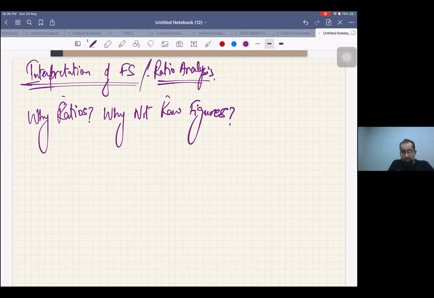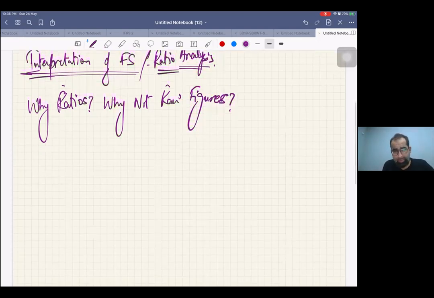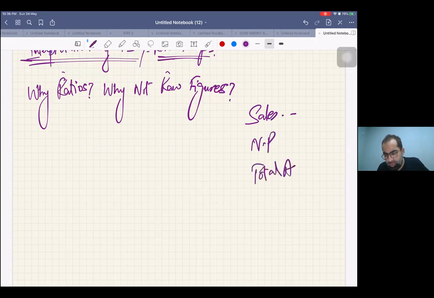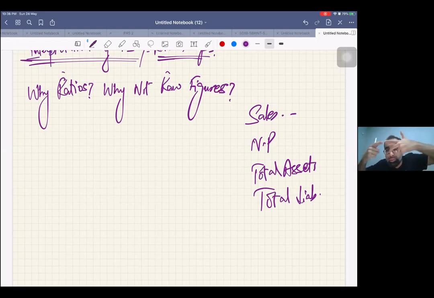If you see the financial statement, you can also check the performance of company through sales figure or net profit figure or total assets figure or total liabilities figure. These all are raw numbers. So a person can argue, or a student can think, sir, why can't we check the performance of company through these raw numbers? Sales is a raw number, net profit, total assets, total liabilities. Why are you computing ratios? Ratios means comparing two numbers.